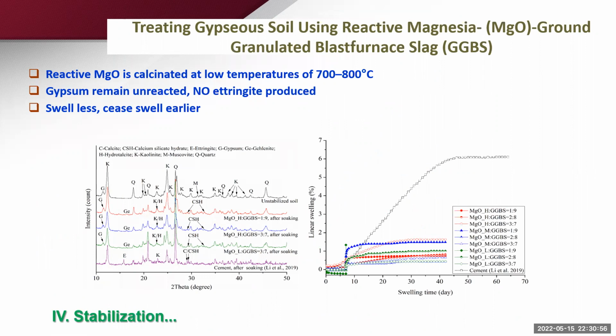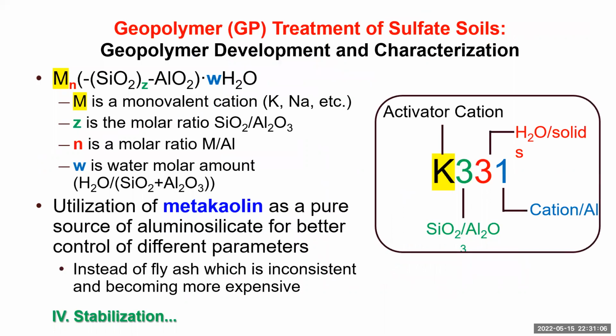So we have concluded, both from engineering swell testing as well as some XRD diffraction, that it also provided effective treatment. At Texas A&M, and also at UT Arlington, we have worked with geopolymer. Geopolymer has the structure that you can see here, with all these colors. What we used, M is the monovalent cation. We use potassium. And then we use a silica molar ratio of 3, and then the water-to-solid ratio is 3, and the last one is the water molar amount, which we use as 1.